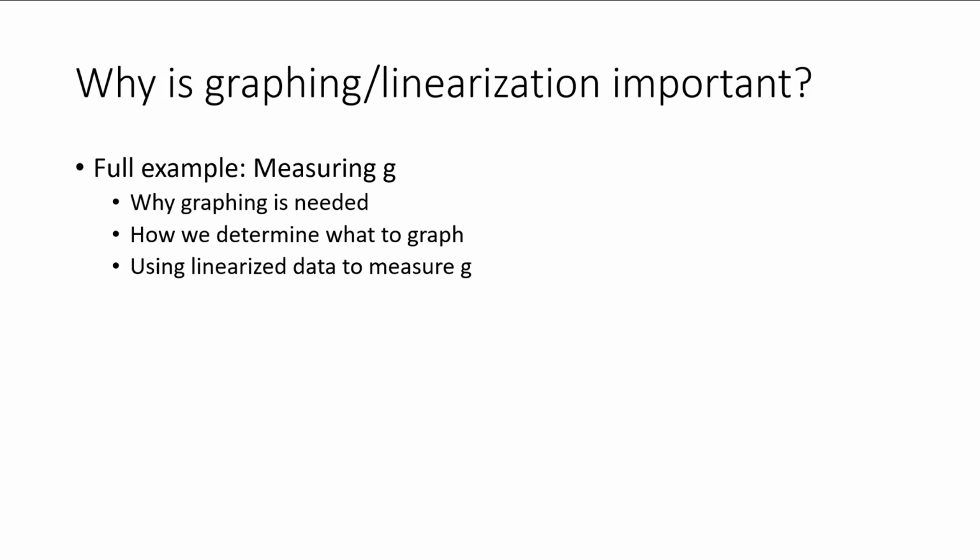So we're going to go into a more in-depth example now for why graphing and linearization are important. We're going to use an example in which we're measuring g, acceleration due to gravity. We'll talk about why we need a graph and why we can't just use numbers, how we determine what to graph, and actually how we're using this linearized data to measure our g value. Now, keep in mind that these techniques are going to be useful in any experiment. In any experiment, we can linearize and use the slope to find some stuff out. Anytime we can graph and get a slope, this is going to be useful.